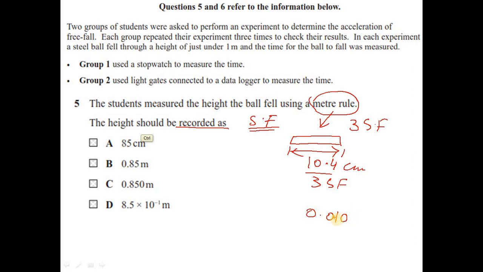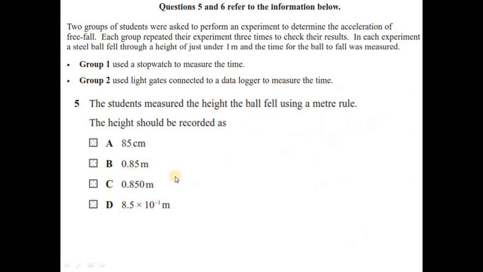Sorry about that. Of course, it's not. Yes. So divided by 100, it will be 0.104. So you see it is 3 significant figures. That means it contains only 2. This is also 2 significant figures. This is 3 SF, 3 significant figures. So you must record the measurement as in C. So your option is C.